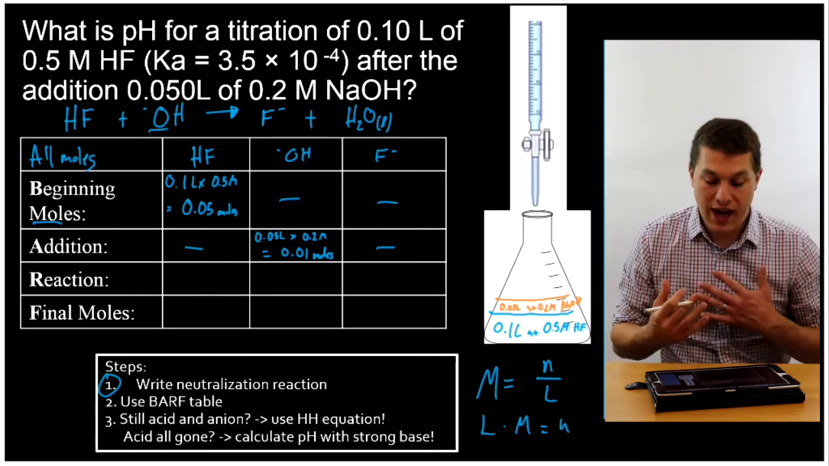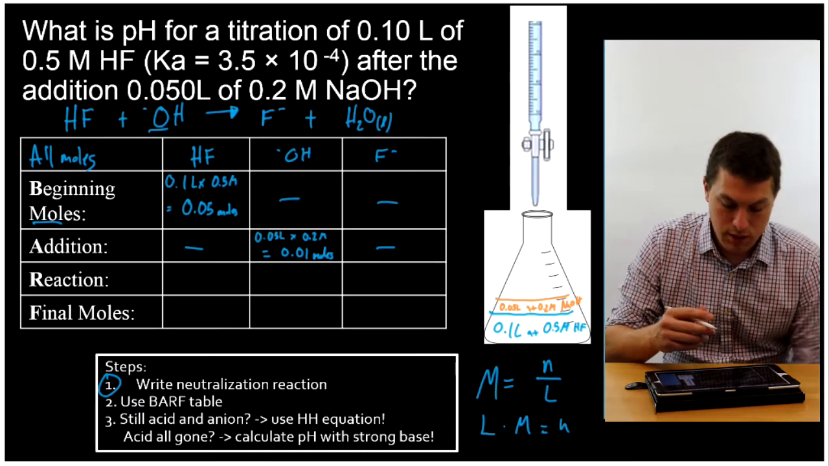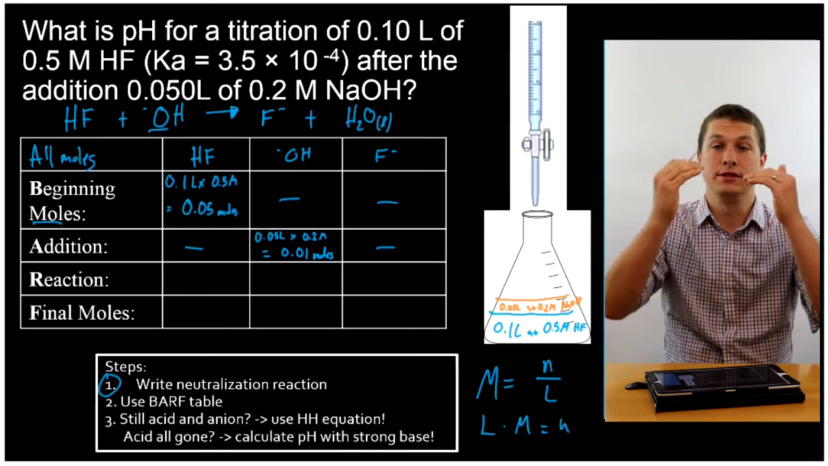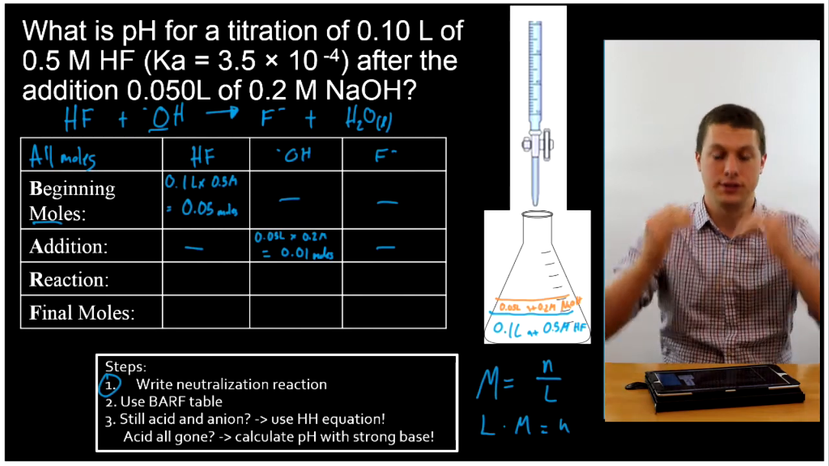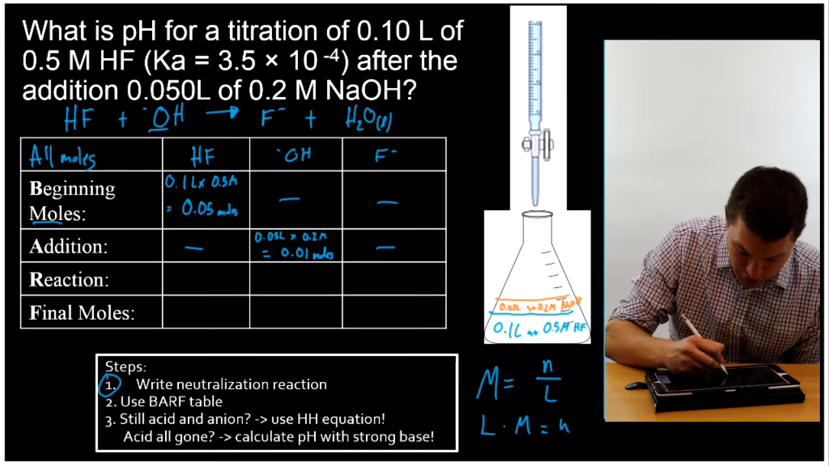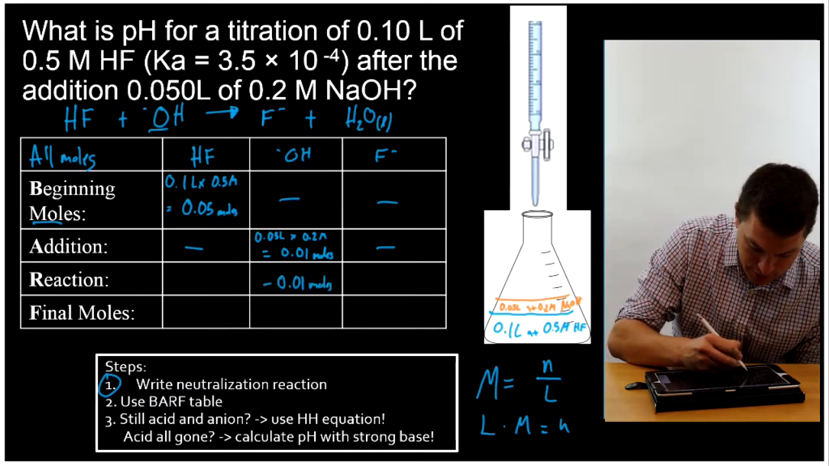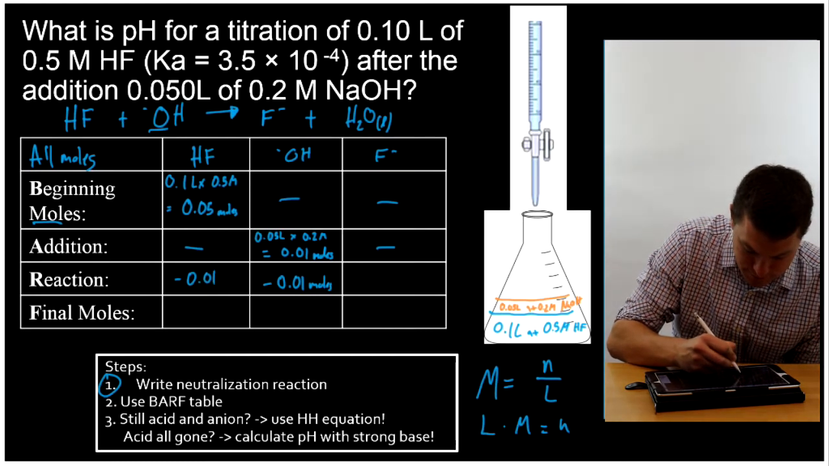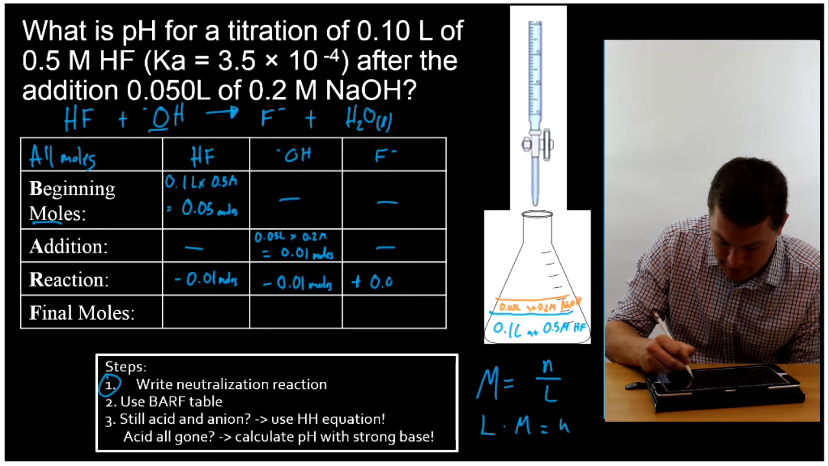Now I think about the reaction. What happens when HF and OH minus react? Well, OH minus and HF are both reactants. They're going to drop in concentration. Meanwhile, F minus and H2O are going to increase in concentration. So my OH minus can drop by 0.01 moles, and so can my HF. Meanwhile, my F minus will increase by that same amount.